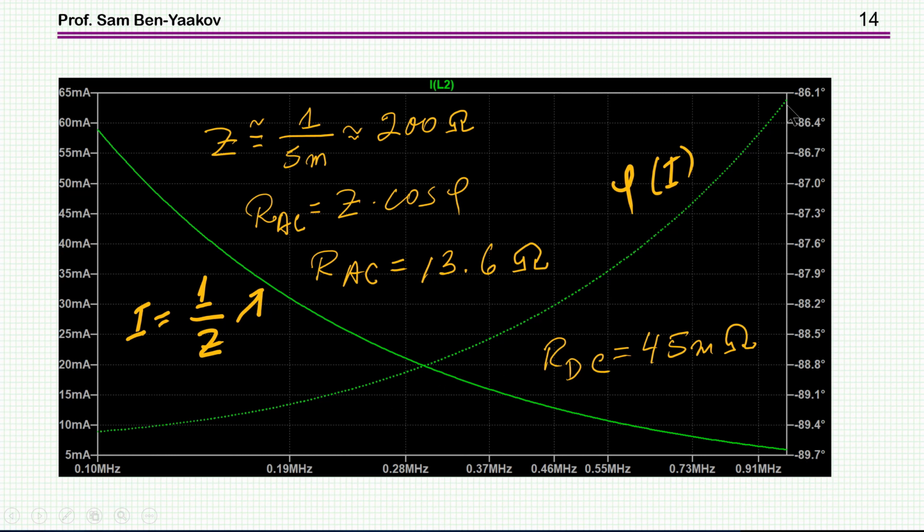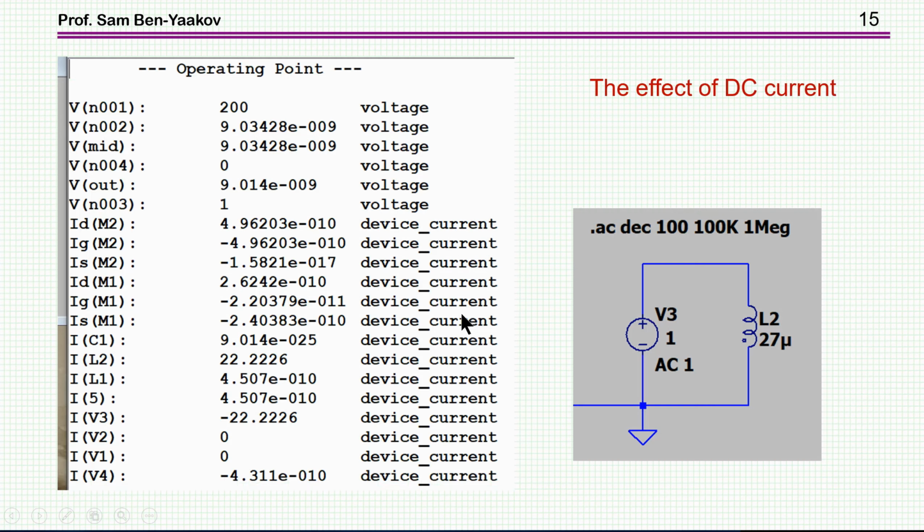Now using this phase shift, I can actually calculate the RAC. And this is done by, first of all, finding what is the impedance. The impedance is the 1 volt excitation and about 5 milliamp current here. It's about 5 milliamp, so it's about 200 ohms. So our RAC will be this Z times the cosine of this phase, and this comes to be 13.6. That's a lot. So remember that our DC was only 45 milliohm. So we definitely see here the effect of the frequency on the resistance.